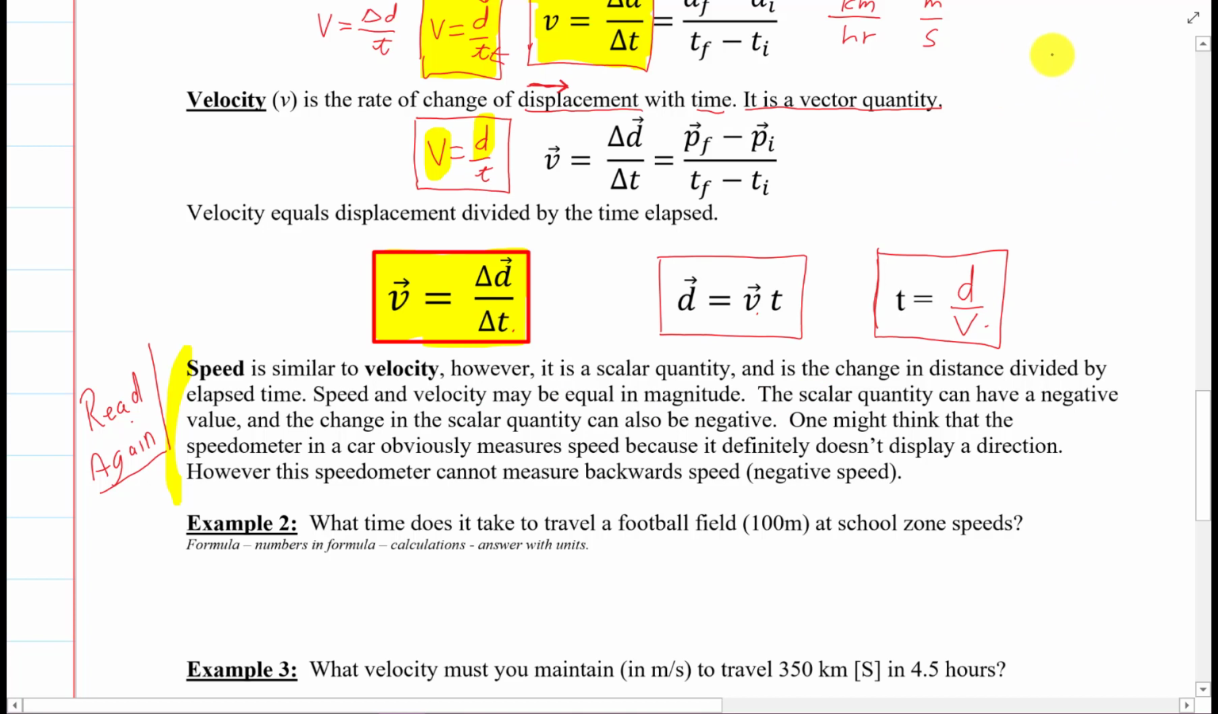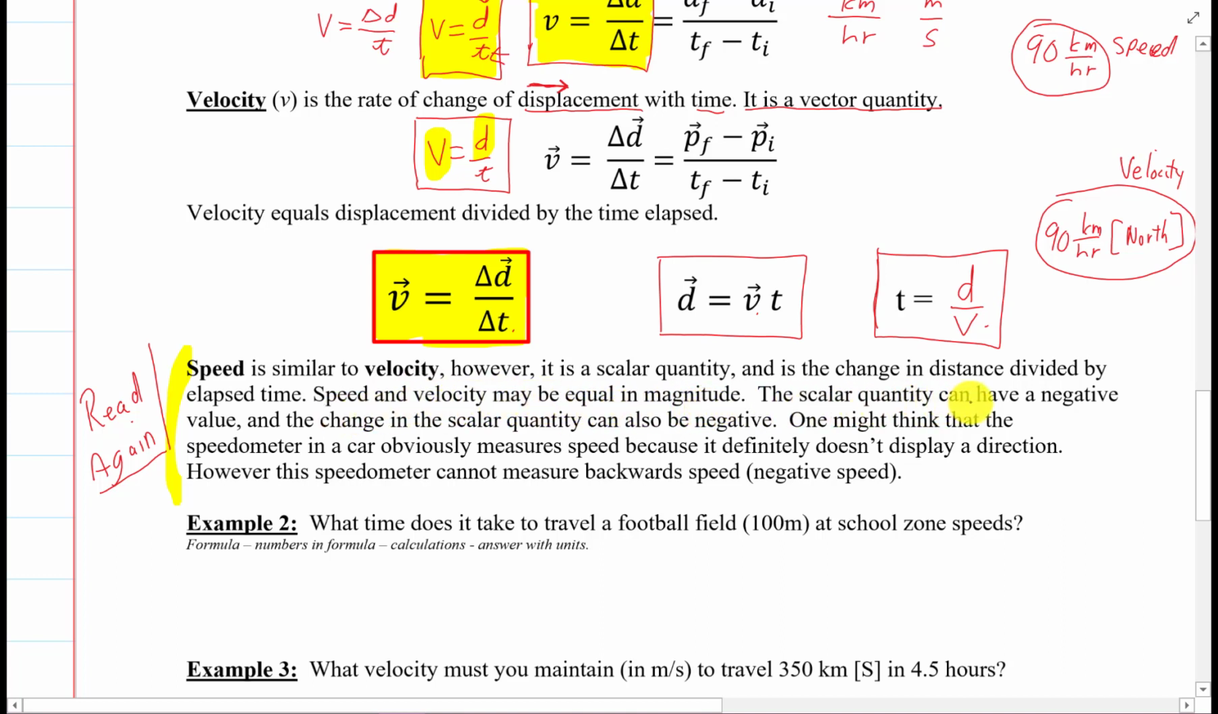We could have that the speed is 90 kilometers per hour and the velocity is 90 kilometers per hour north. So this is our speed, this is our velocity. They have the same magnitude, the 90 and the 90, but this is a velocity, so it also needs a direction. So that's what it says. Speed and velocity may be equal in magnitude.